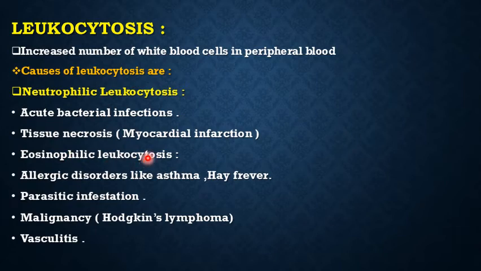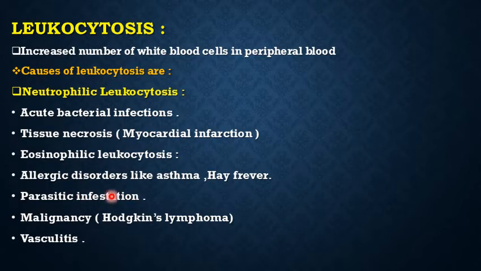Eosinophilic leukocytosis: there is an increased number of leukocytes, but not neutrophils, it is eosinophils. As we all know, this occurs in asthma and allergic reactions, and also in hay fever. Hay fever is a type of allergy which occurs in certain seasons, like spring or autumn. The patient presents with rhinitis and conjunctivitis, and sometimes urticaria, itching all over the body, and sneezing. Also, there is shortness of breath, with a wheezy chest because of bronchospasm.